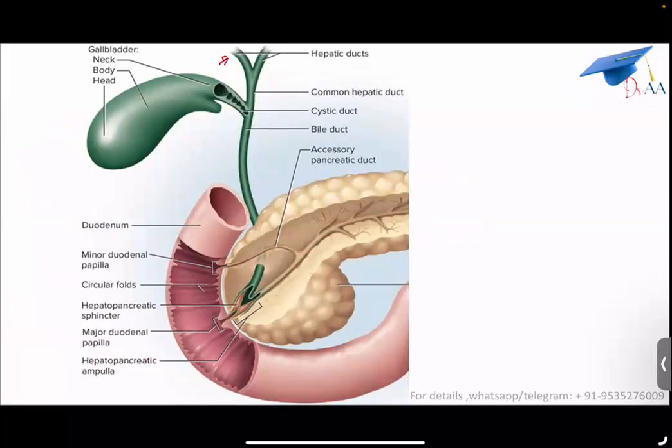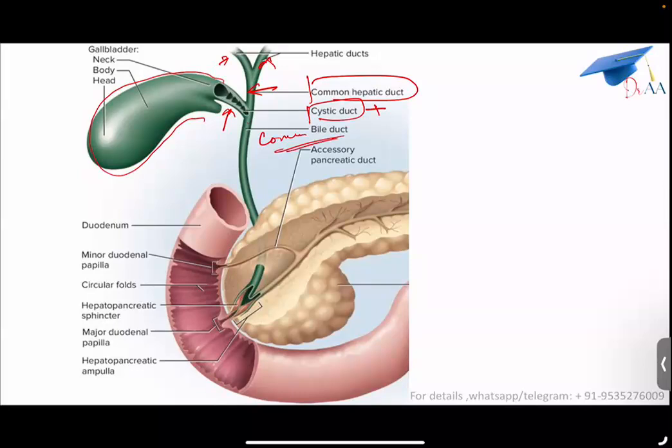This is the right and left hepatic duct, which combine together to form the common hepatic duct. The common hepatic duct combines with the cystic duct. The cystic duct is nothing but the duct of the gallbladder. When the cystic duct and the common hepatic duct combine, they form the common bile duct. This common bile duct joins with the pancreatic duct and excretes all the enzymes and the bile juice into the gut, in the duodenum. So this part is the common bile duct, this is the cystic duct, this is the common hepatic duct, and these are the right and left hepatic ducts. That's what you need to remember.